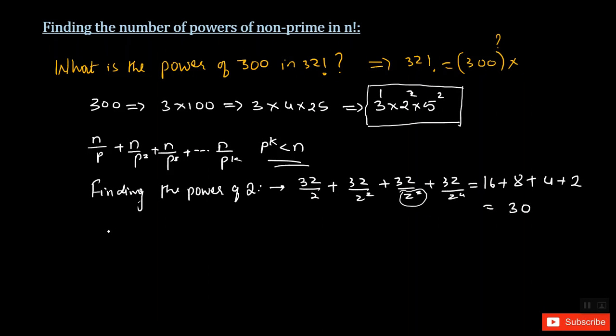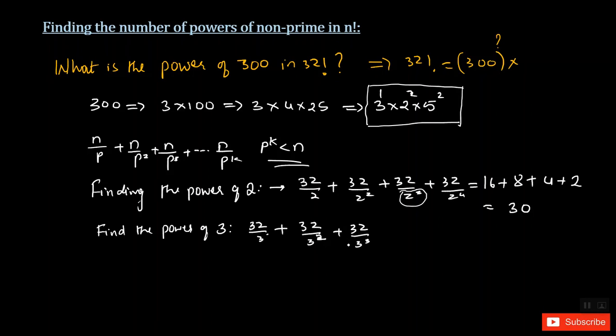Now the same thing, find the power of 3 as we already did. We'll be doing it like 32 by 3 plus 32 by 3 square plus 32 by 3 cube. So here I can say 32 by 3 cube. This is 3 square, okay?